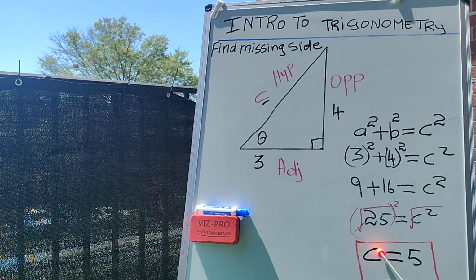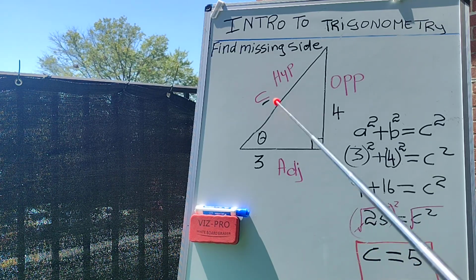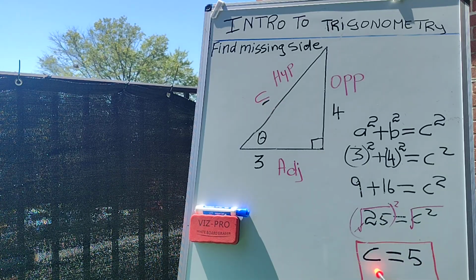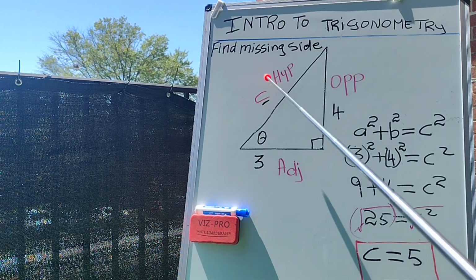That's all. So the missing side, what we were looking for, is 5. C is 5. The value of C here is 5.